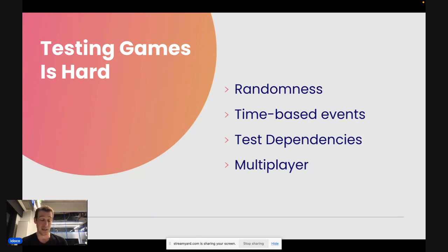Also in gaming, and in general, there are test dependencies. So for example, to test level 99, you probably have to go through all the levels before that. Obviously there are solutions for that, but it creates a lot of dependencies. If you want to test a certain skill in the game, you might need to unlock all the skills up to that specific skill. So that creates a lot of challenges.